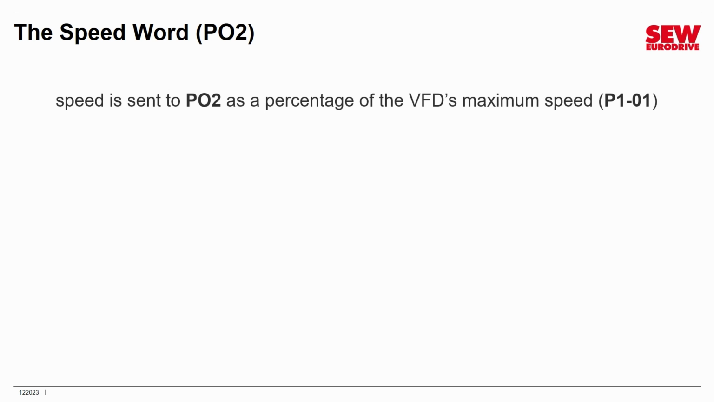You're going to express speed instead as a percentage of the VFD's maximum speed. That's the speed value in parameter 1-01. On my demo unit, it's 1800 RPM. Yours, of course, could be different. So we're going to send a percentage. Now, how do we do this? It's a little complicated, so fasten your seatbelt.